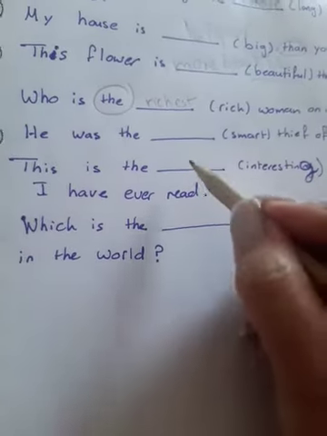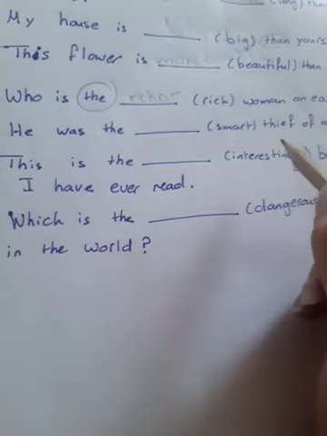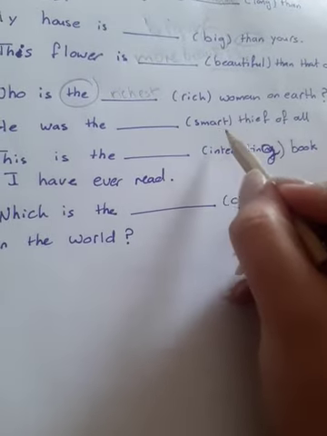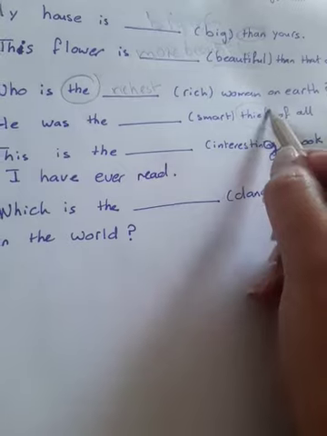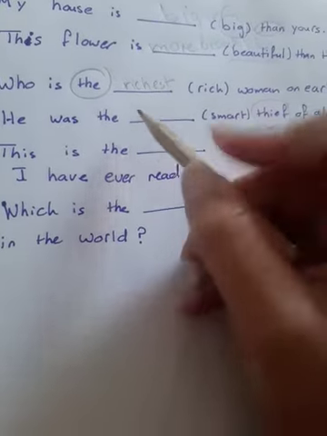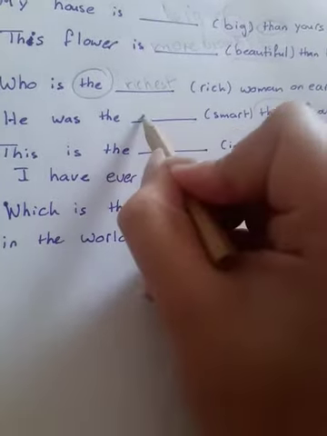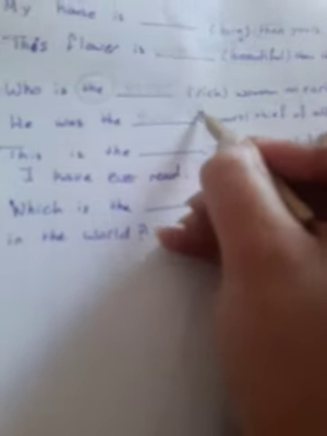Now, look at this example. He was the smart thief of all. Here I compared this thief to all thieves on earth. So in this case, smart, you have to add est, smartest.